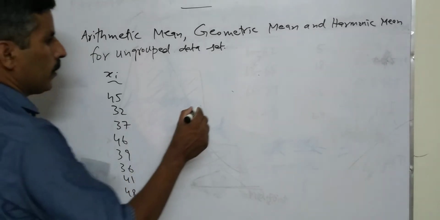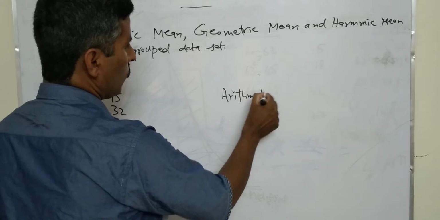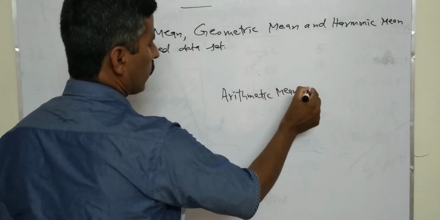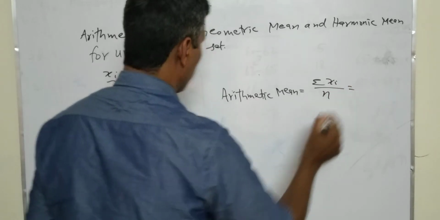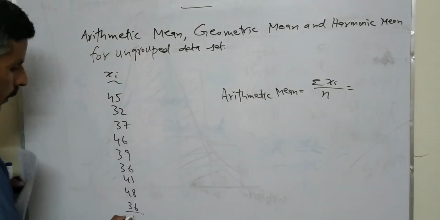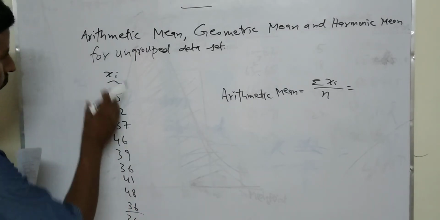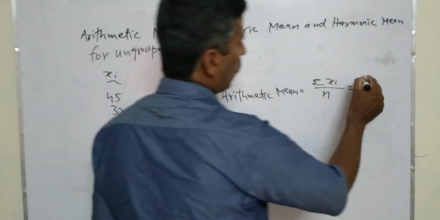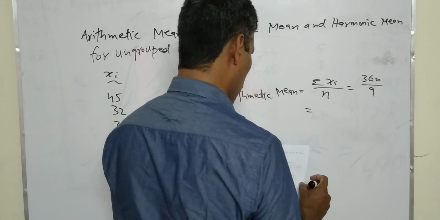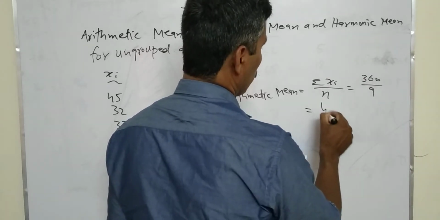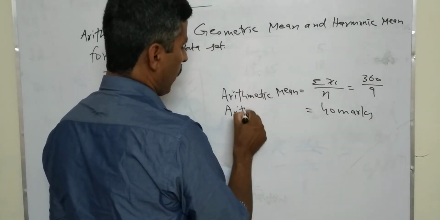For ungrouped data, arithmetic mean is equals to sum of observations divided by n, number of observations. Now these are the observations, and their sum is equals to 360. The sum of observations will be divided by 9, the number of observations, and the arithmetic mean is equals to 40 marks. So this is the arithmetic mean.